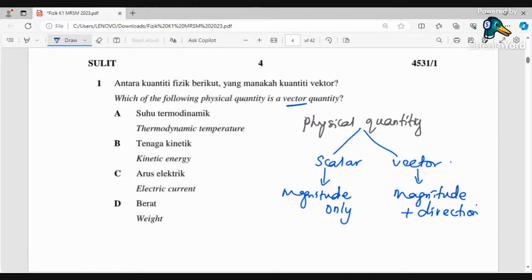Based on the answer given here, which one is scalar, which one is vector? Look at the first one, thermodynamic temperature. This one is scalar. Kinetic energy, all types of energy are scalar. Electric current and also base quantity, this one also scalar. We look at the last one, weight. Weight is force. Force must have direction. So weight is a vector quantity.